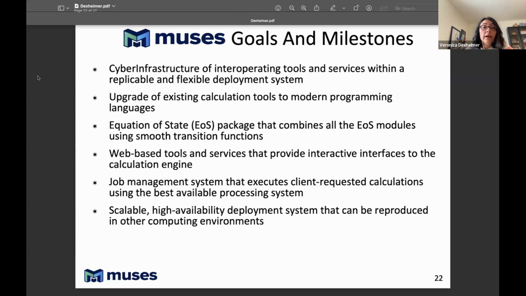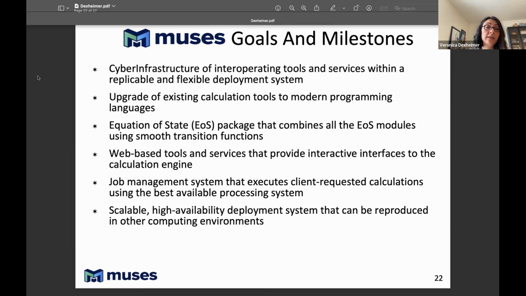So the initial goal of MUSES was to have this cyberinfrastructure that would allow people to access our equation of state description online and be able to reproduce all our results, but also stretch them to whatever they wanted to do. So this was not just a repository of equations of state. As some of you might know, I don't know if you are familiar, for example, in astrophysics, there's this very important repository called CompOSE. We want to do something different and allow this to be flexible.